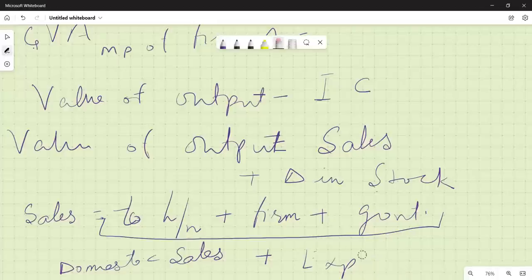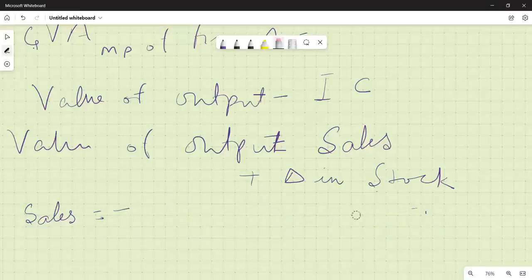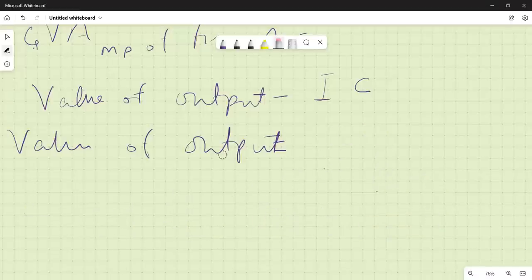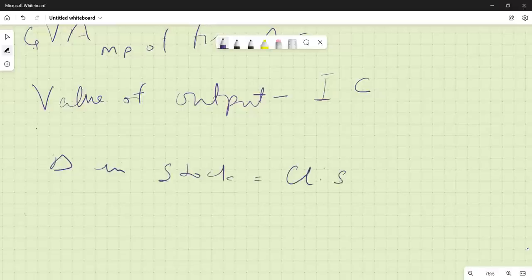Now we'll see how to calculate change in stock. We have seen how to calculate the sales, and now we'll see how to calculate change in stock to find the value of output. Change in stock is equal to closing stock minus opening stock.